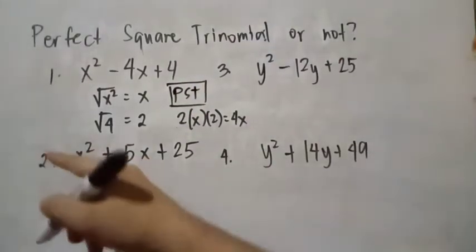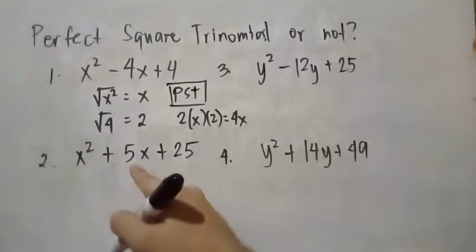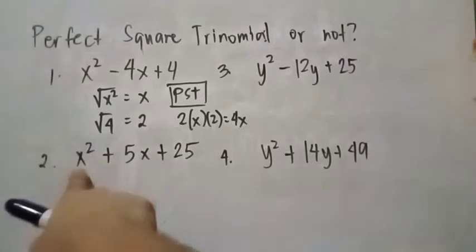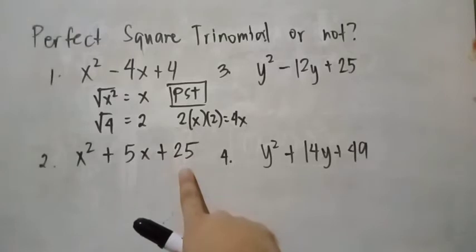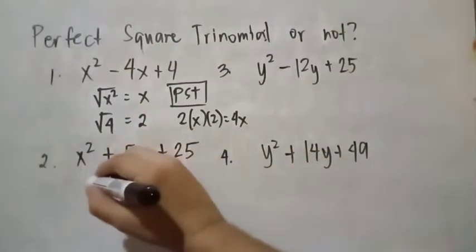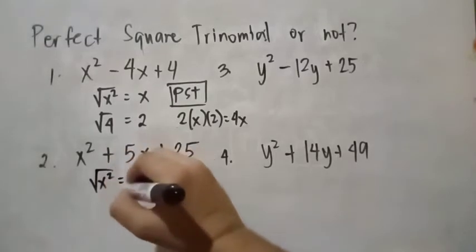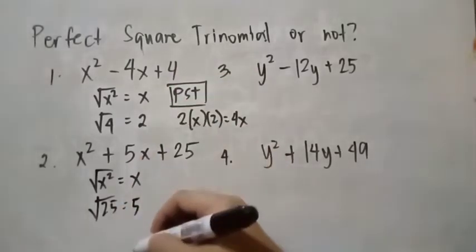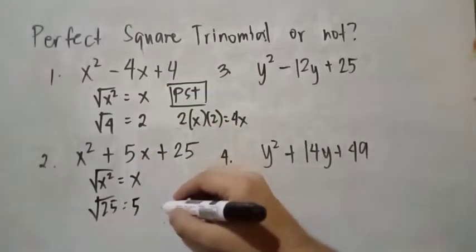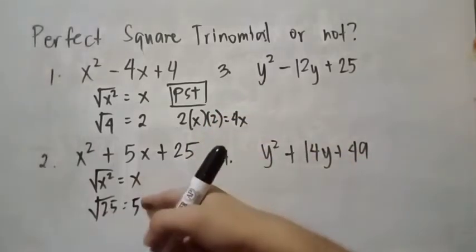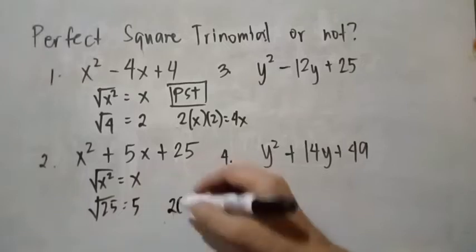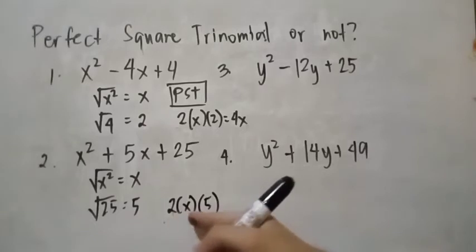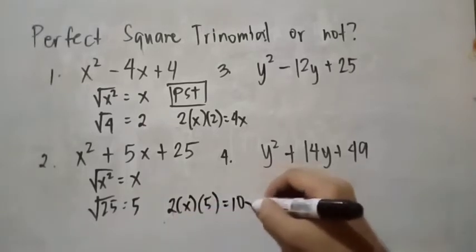Ayan. Next, number 2. We have x squared plus 5x plus 25. Okay, so as we can see, yung x squared at saka 25 ay parehas perfect square. So, kukunin natin yung square roots nila. So, square root of x squared is x and square root of 25 is 5. Tapos, next is imumultiply natin yung 2 sa product ng x at saka ng 5. Yung dalawang terms na yun. So, we have x at saka 5. So, 2 times x is 2x and then times 5 is 10x.